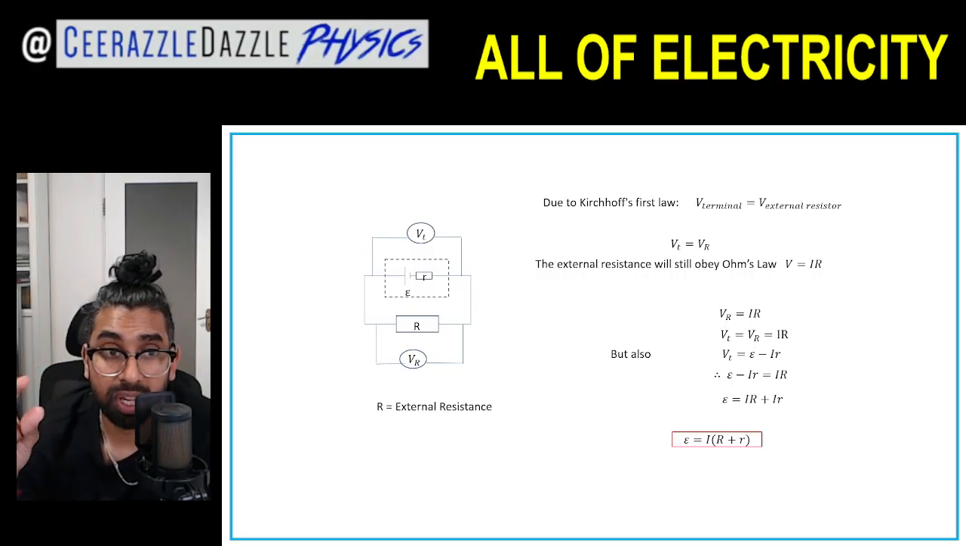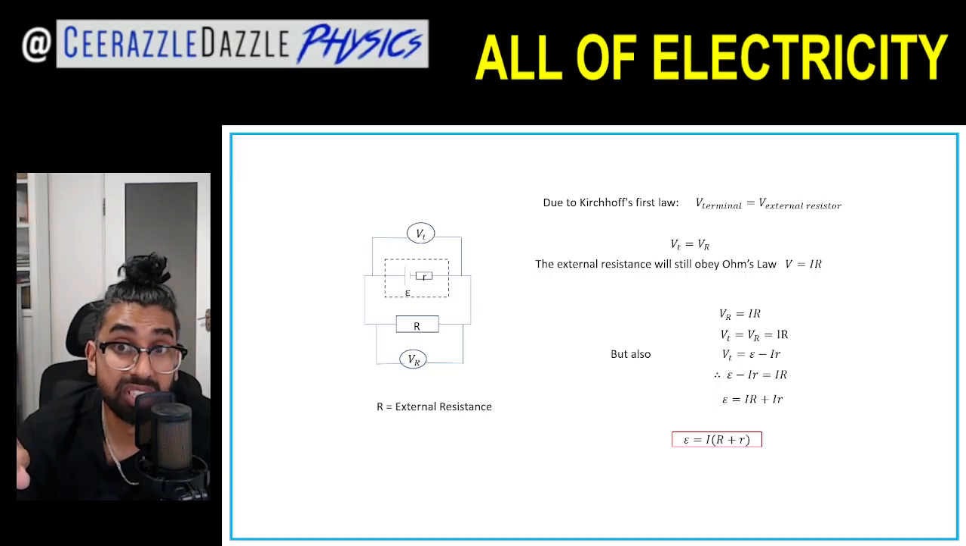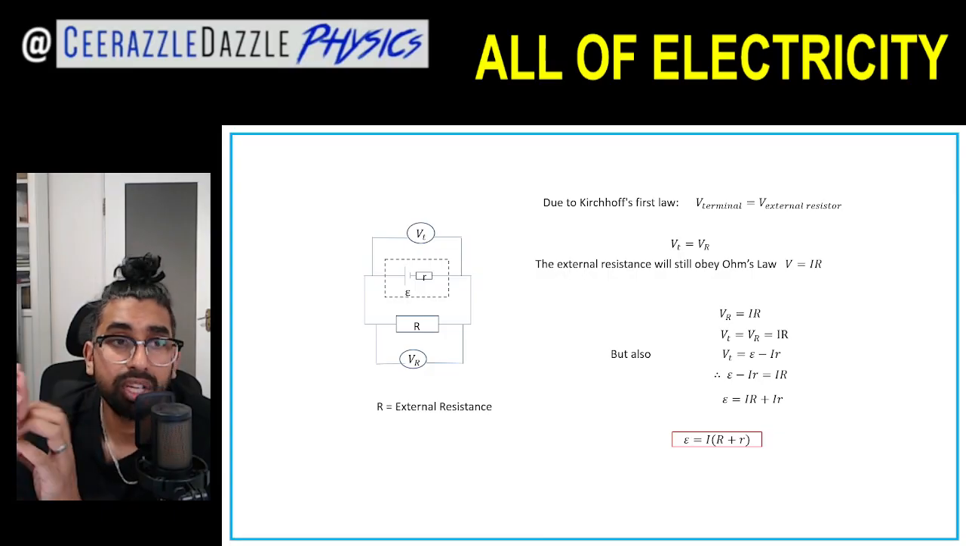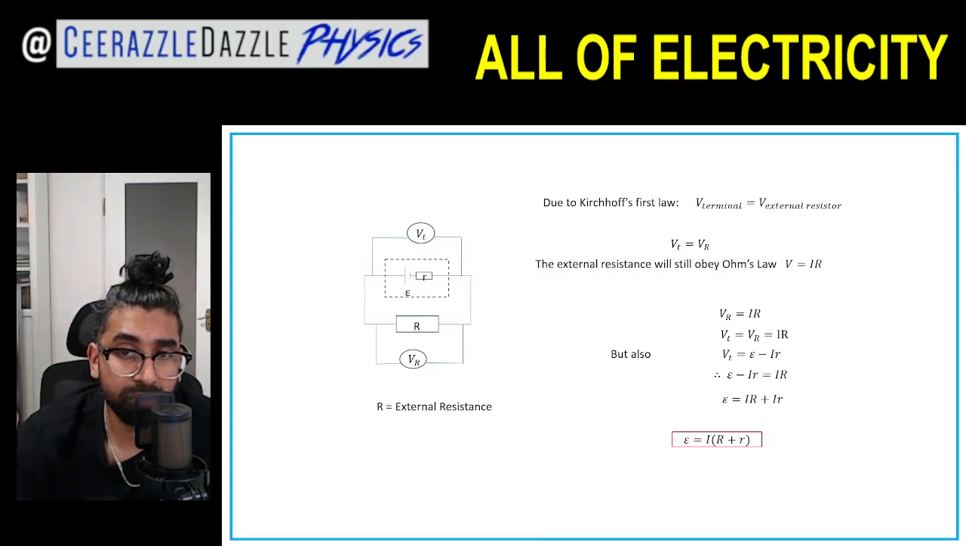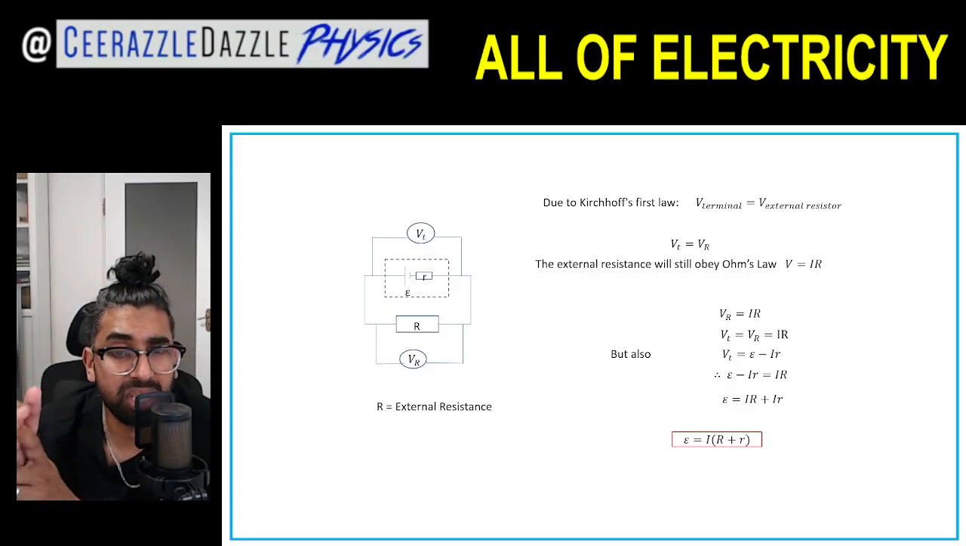The voltage across the terminal, due to Kirchhoff's second law, will be equal to the voltage across the external resistor. They'll both be the same because the voltage in is equal to the voltage out. So VT is equal to VR. But the external resistance will obey Ohm's law, so VR will also be equal to IR, where that means I times capital R, not lowercase r, capital R. So VR is equal to IR, but you already know that VT is equal to VR, so VT is equal to IR.